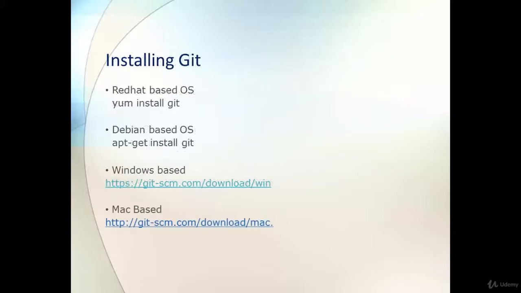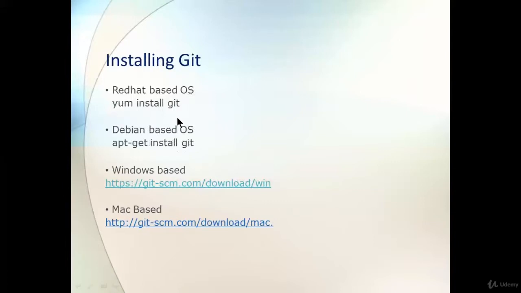As we discussed, there are different operating systems supported by Git. Like on Red Hat, we can run the command yum install git. On Debian based systems like Ubuntu, we can run the command apt-get install git. For Windows, we download the exe file and just follow the wizard to install Git. And on Macintosh, we download the installable file for Macintosh. So all the operating systems support Git.